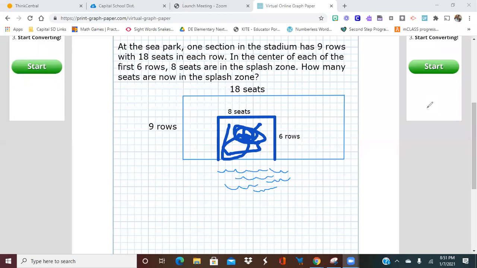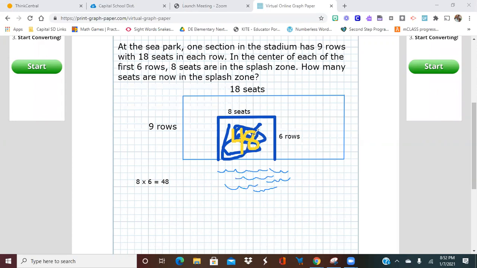If I want to know how many seats are in the splash zone, I can take my 6 rows times 8 seats, and I'm going to multiply those two numbers to find out how many in all. So let's do that. I have 8 seats times 6 rows. 8 times 6. What is the product of 8 times 6? Eight times 6 is 48. So that tells me there are 48 seats in the splash zone, okay? Inside here are 48 seats.